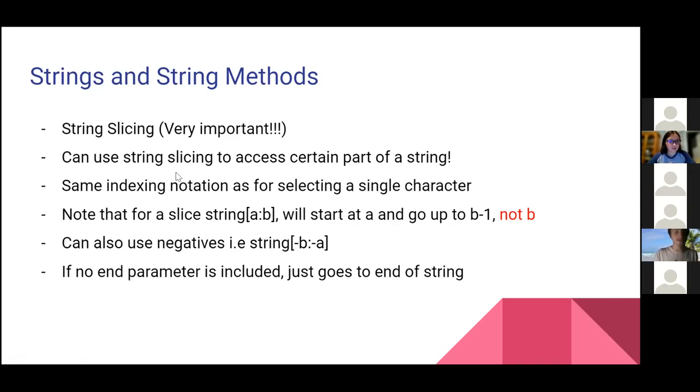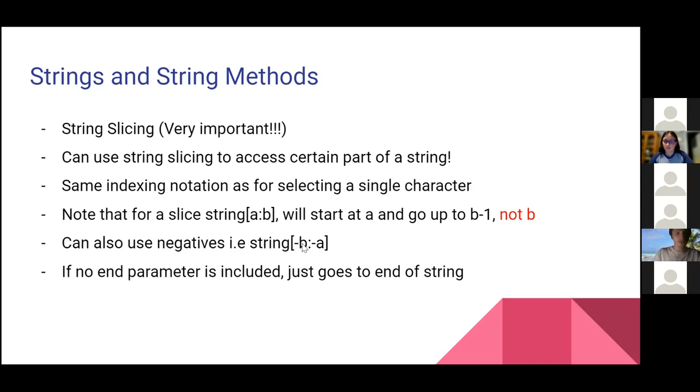Now for slicing, we can use it to access certain parts of the string. It has the same indexing notation as for selecting a single character. Note that for the slice of a string from A to B, we start from index A and we go up to B minus 1, not B. So we do not include the final index. We start at A, we include A, but then we only go up to B minus 1.